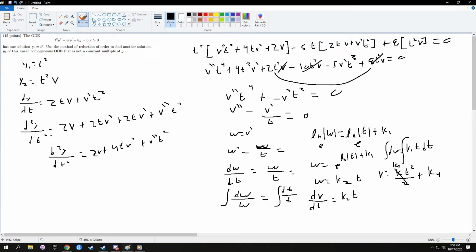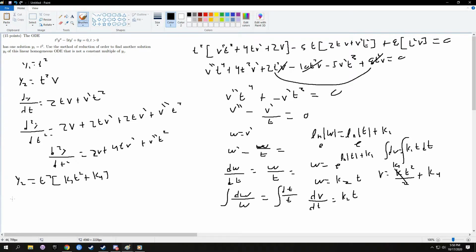Now I have v equals this, so it's going to be k4 t squared plus k3 t squared plus k4. Now I want to plug this in to find y2. This is not y2, this is v. I set y2 equals t squared v, so I'm going to plug this back in here. So this becomes y2 equals t squared times (k3 t squared plus k4).